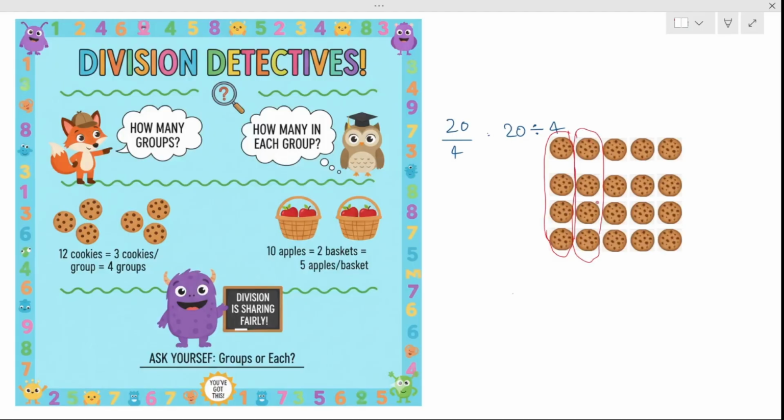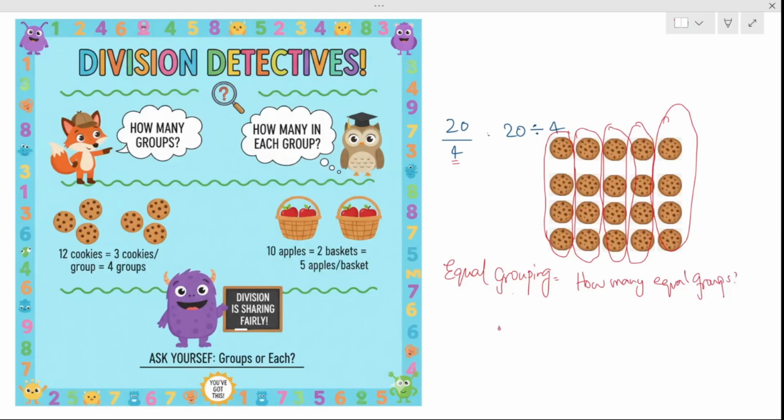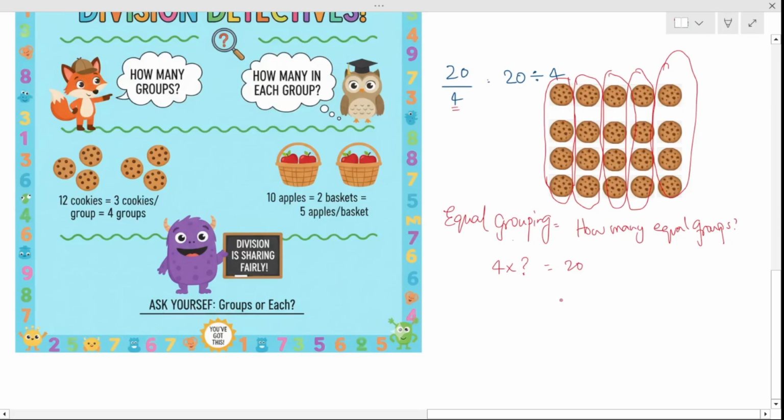If you group in terms of fours, how many groups can you get? That's what most of you would know. This is called equal grouping, which asks the question: if you group in packs of four, how many groups can you make? How many such equal groups can be made? Basically, 4 into what? How many groups will make 20? Usually children say the times table and find the answer.